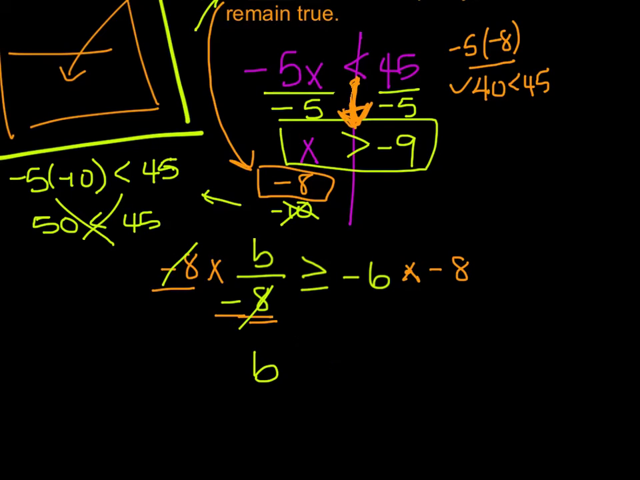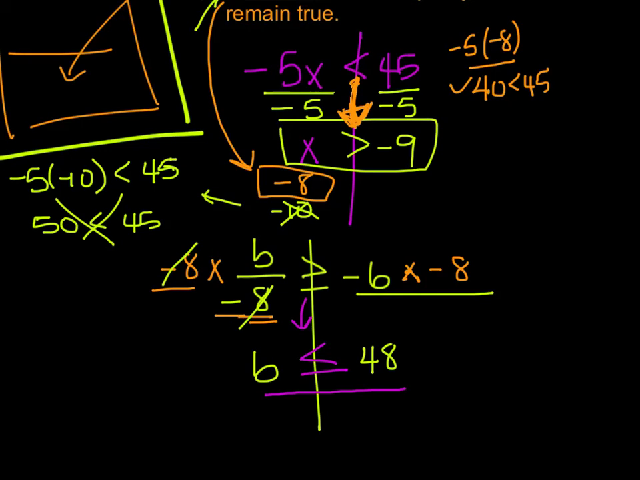b is whatever, negative 6 times negative 8 is a positive 48, and that whole concept told us that we need to flip, we need to reverse that inequality sign. So it was a greater than or equal to, and now it's a less than or equal to. b is less than or equal to positive 48.